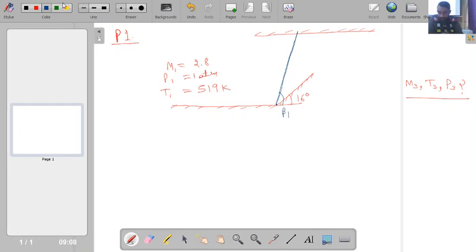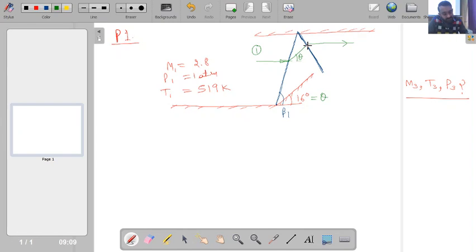Now what will happen is my flow streamline will be something like this. From point 1, this is a flow streamline. Now this streamline will deflect at an angle of theta, which is given here as 16 degrees. After this, I will also have a reflected shock wave. So say this is the reflected shock wave. When the streamline touches this reflected shock wave, once again it will deflect at some angle, so it will become parallel to this new wall.